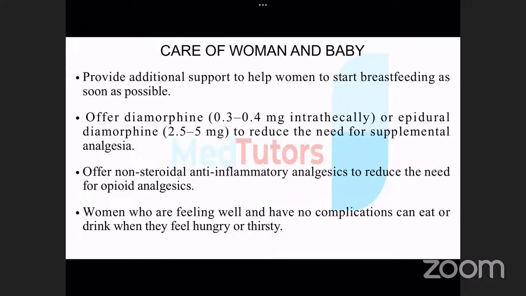Care of the woman and baby. You provide additional support to help the woman start breastfeeding as soon as possible. Offer analgesia or diamorphine or whatever appropriate, antibiotics you have, and then offer non-steroidal anti-inflammatory analgesia to reduce the need for opiates. Women who are feeding well and have no complication can eat and drink when they feel hungry or thirsty. Yes, commence feeding as soon as possible after surgery. For me, in practice, what I do is immediately the woman recovers the ability to move her legs, she should start eating and drinking liberally. Next slide.